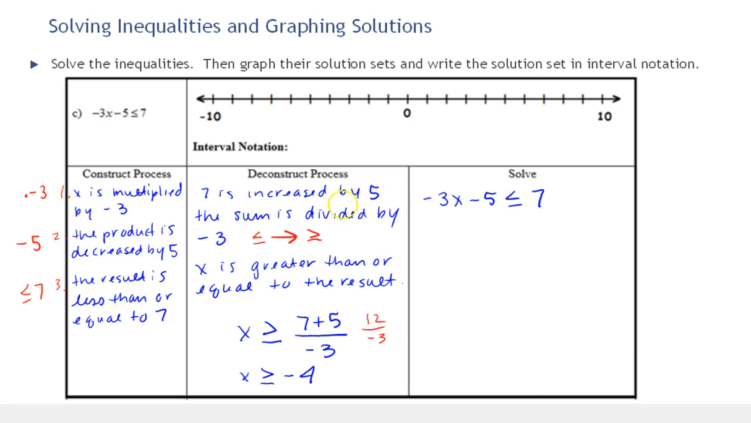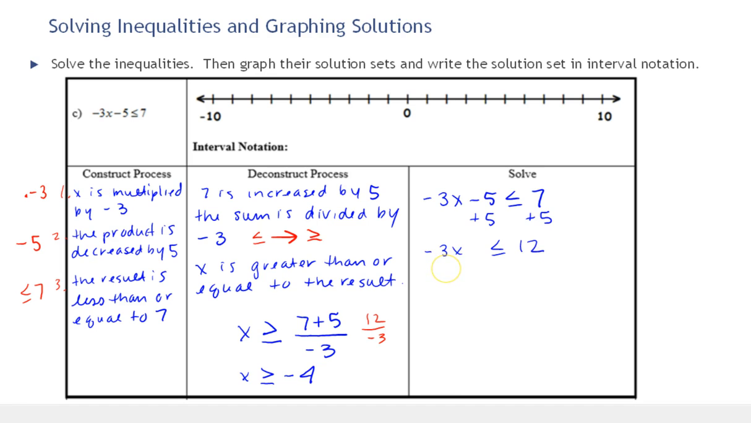Notice first we want to increase by 5, so we could divide by -3 first by the principles of inequality, but it would make fractions, so you don't want to do that. So I'm going to add 5 to both sides, and we have -3x, -5 plus 5 is 0, is less than or equal to 12.